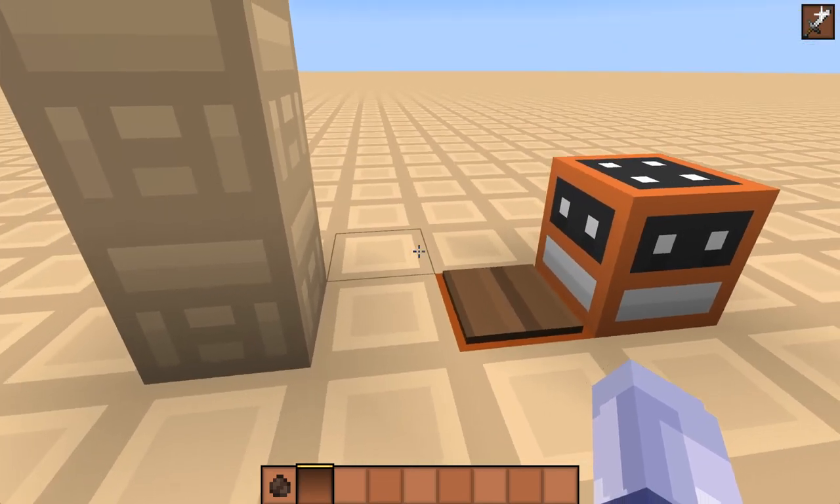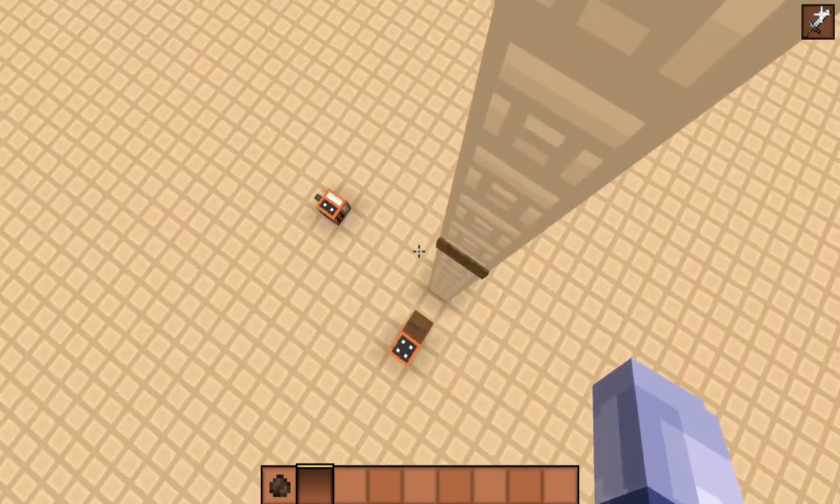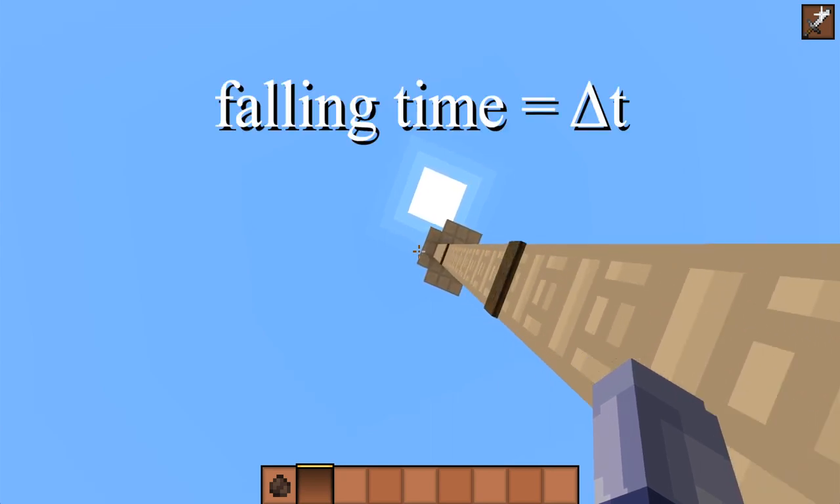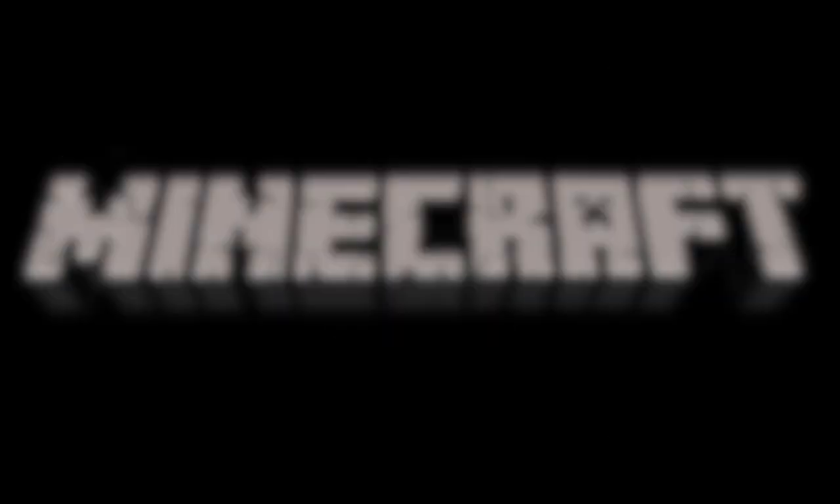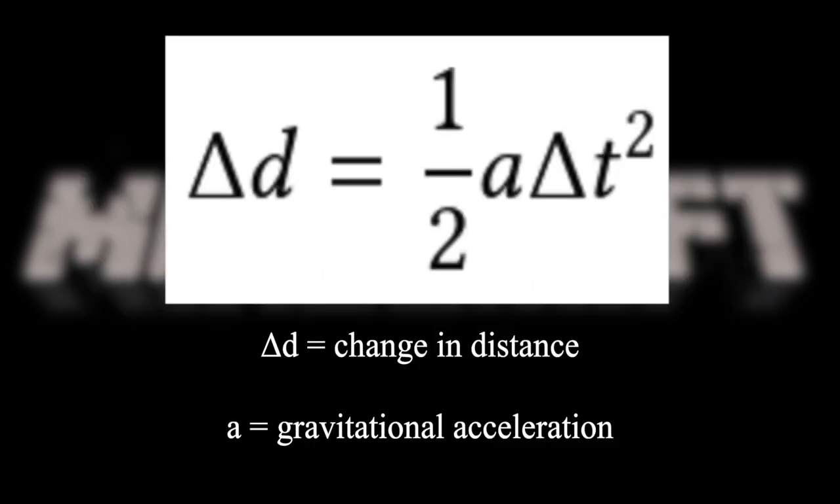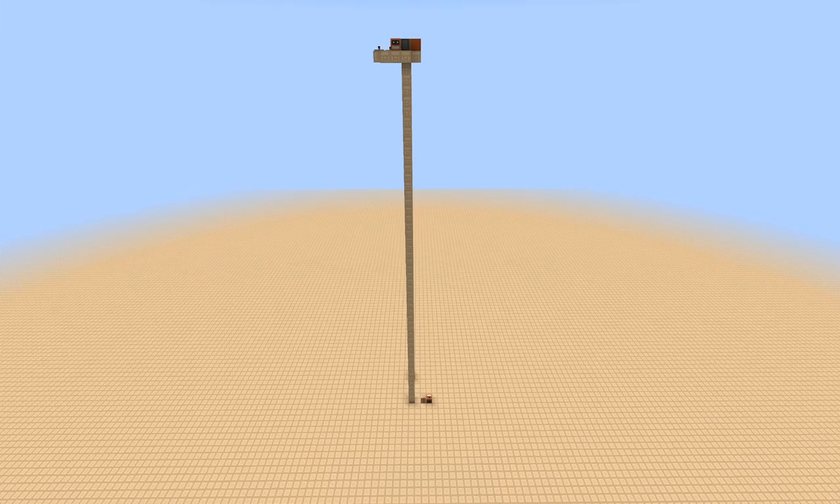At the bottom there is another wooden pressure plate connected to a command block with the same command. So with the two numbers, I can calculate the difference in Minecraft ticks and convert the result into seconds, giving me the falling time. We will try this experiment with 3 types of entities: a red sand block, a bone item, and a villager. Finally, I will use the physics equation delta d equals half times a times delta t squared plus initial velocity times delta t. We can neglect the last part of the equation because the entities start at 0 vertical velocity. Now that all of the explanation is out of the way, let's start the experiment.